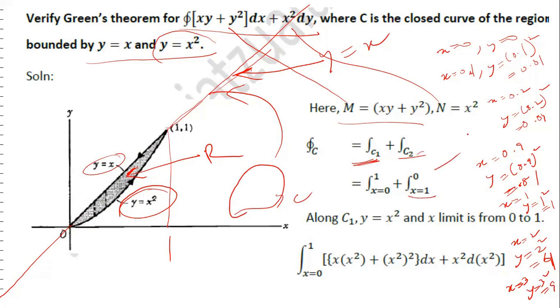Along C1, the equation of the curve is y equals x squared, and the x limit goes from 0 to 1. So for m, in place of y, you just put x squared. This is what you are going to get. Also, since y equals x squared, your dy will be 2x dx.